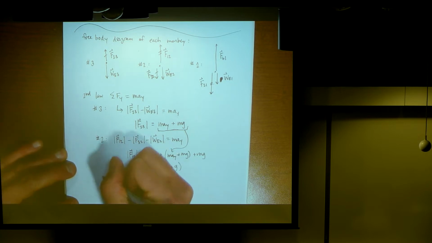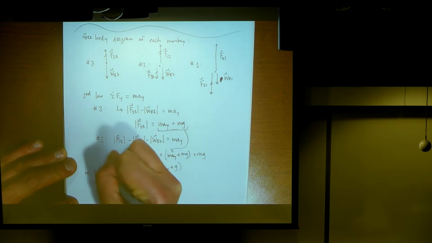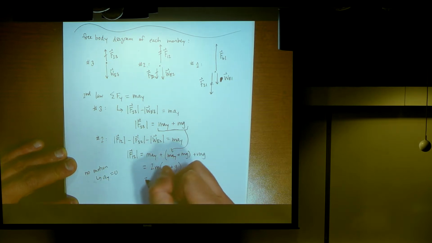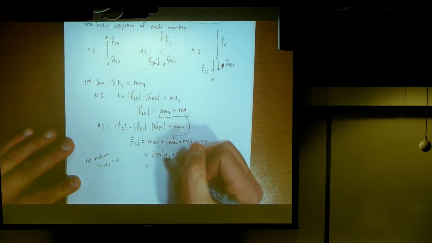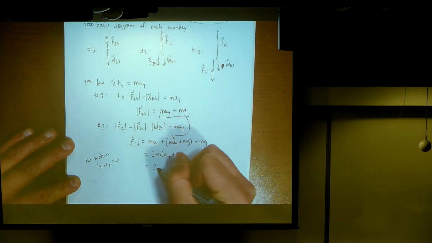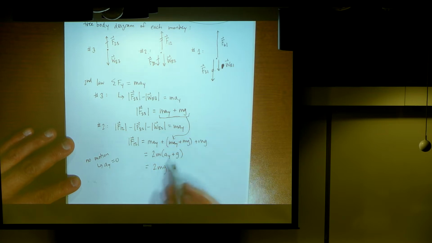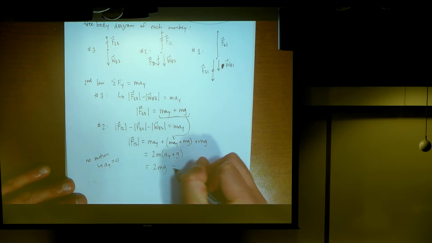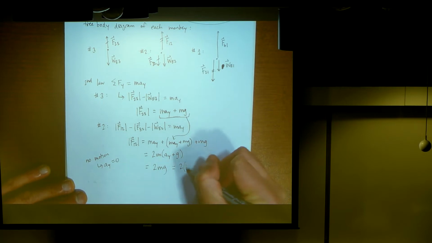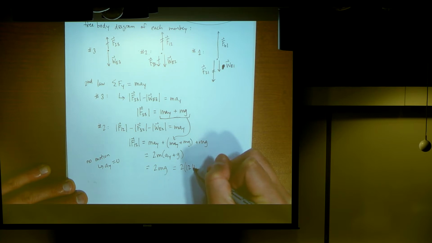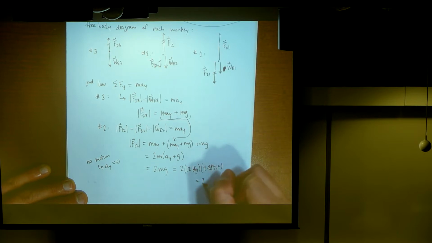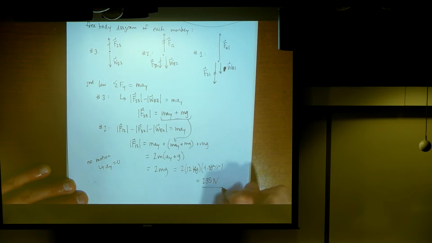But now we'll use the fact that there's no motion. So AY is just equal to 0. Okay, so that means the force we're looking for is just 2 times m times g, because AY is going to 0. All right? So what we do is we plug in 2 times the mass of each monkey, which is 12 kilograms, multiplied by g, which is 9.8 meters per second squared, and we get the same answer I showed you before, 235 newtons. Okay?